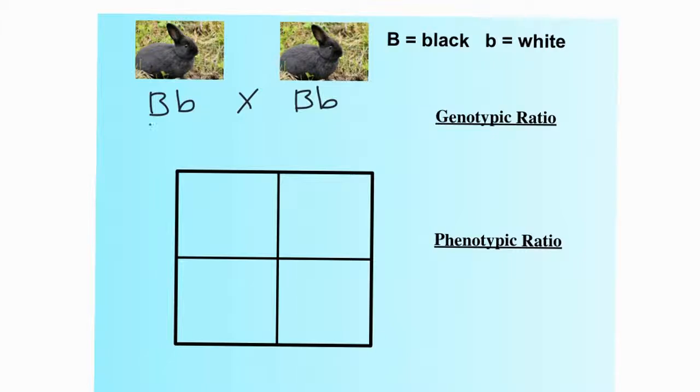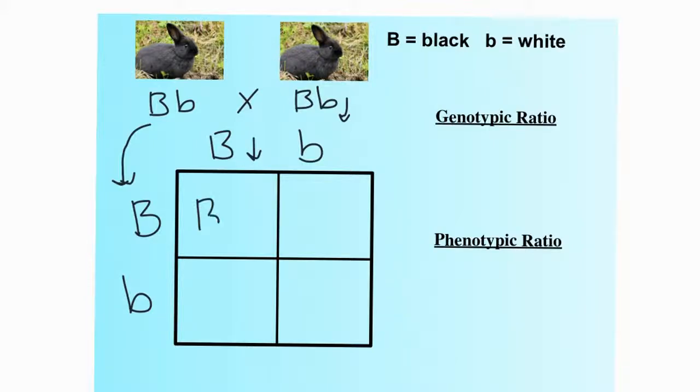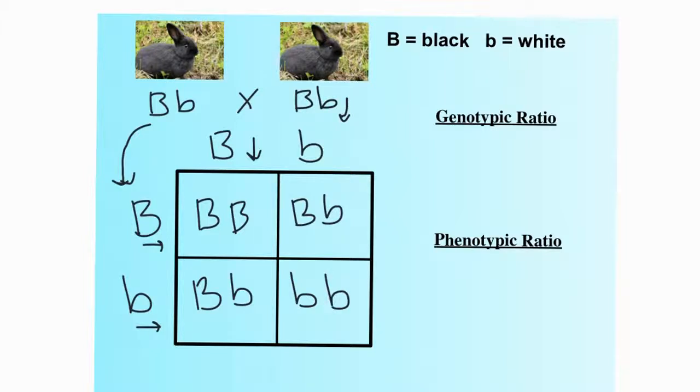So just like always, we're going to segregate. We'll put this guy's alleles on the side, big B, little b. We'll put this guy's alleles up on top, big B, little b. And then we just fill in the boxes. So this big B comes down, big B. This big B comes in, big B. Fill in the next box, big B, little b. This one, the big B from the top is going to come down, and the little b from the side is going to come down, so big B, little b. And the last one, the little b from the top is going to come down, and the little b from the left is going to come down. So it'll be little b, little b.